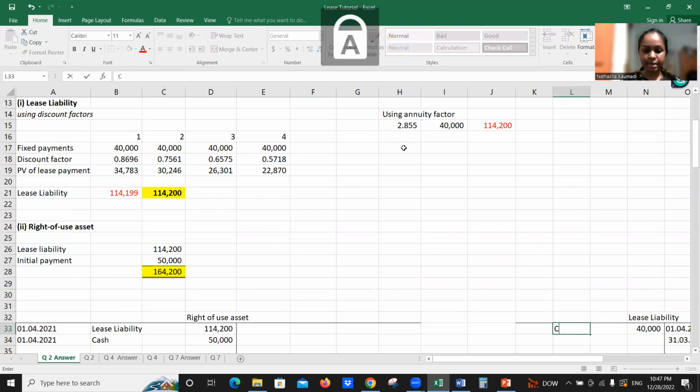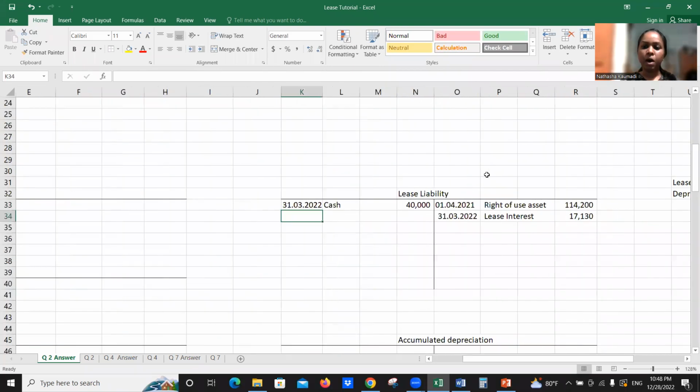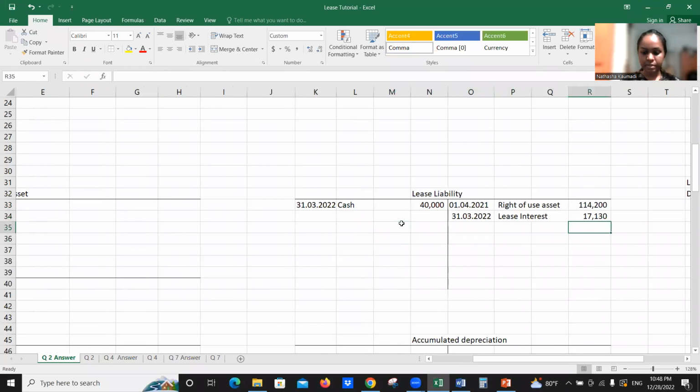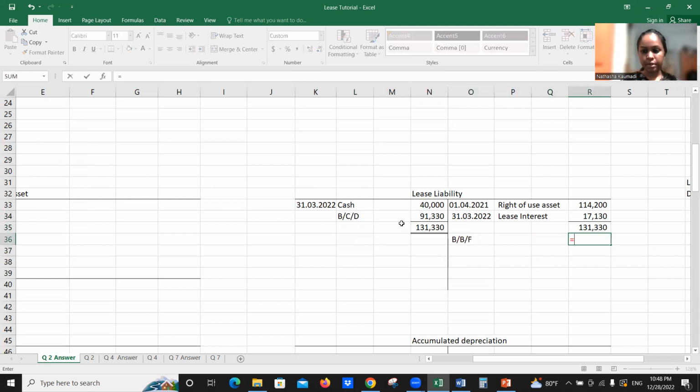You write it as cash. What is the date? After 1 year, 31st March 2022. Same date. Okay. Now, how to get the closing balance of this lease liability? It's easy. 131,330. I'll be taking the same figure here. The difference is 91,330. You write it as balance carried down, and balance brought forward 91,330. It's a liability, so it's the final liability we have as at the end of the period, as at 31st March 2022.